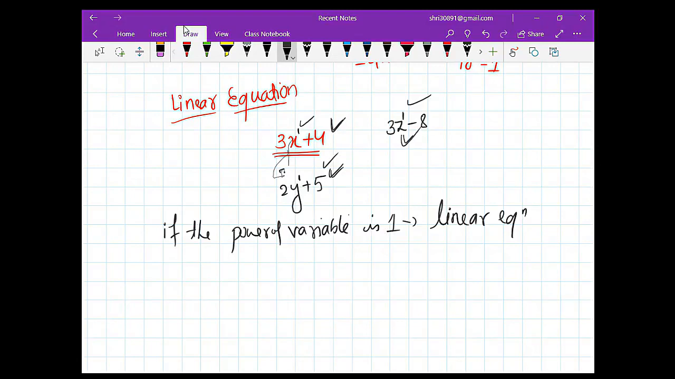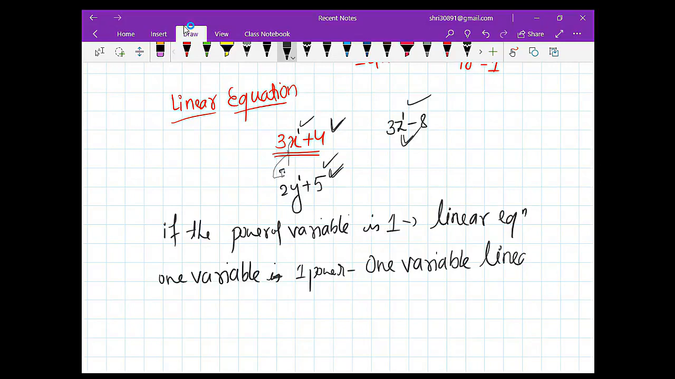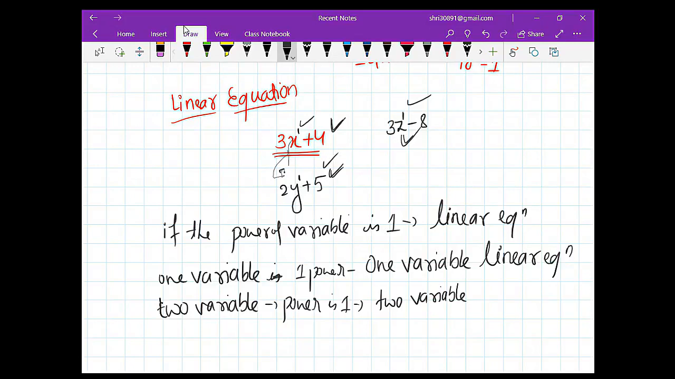So if there is one variable and the power is 1, then it is a one variable linear equation. If we have two variables and the power is 1, then it is a two variable linear equation.